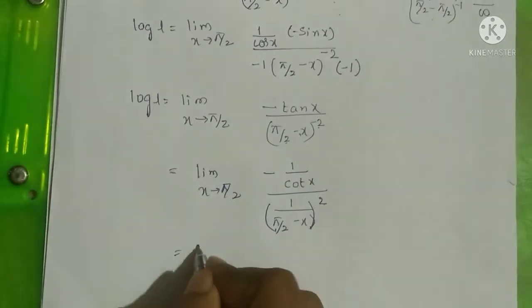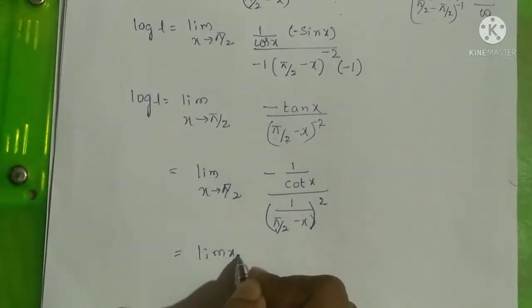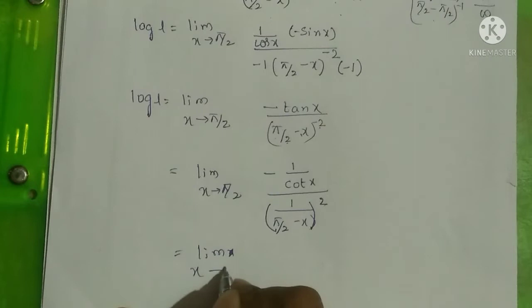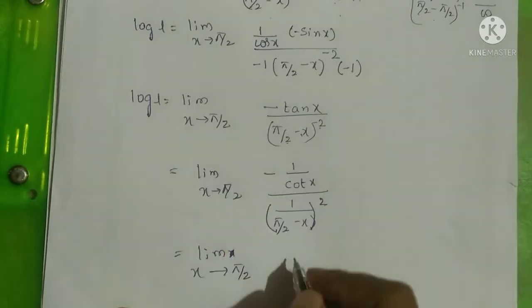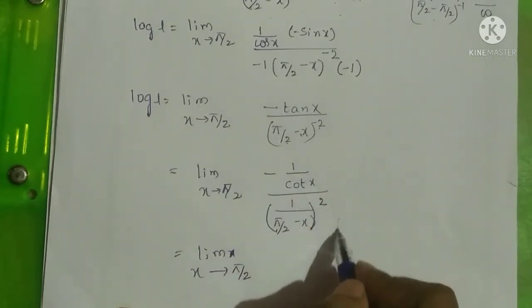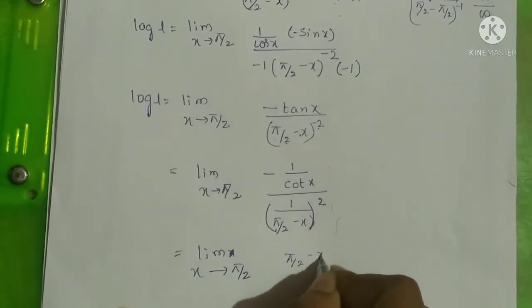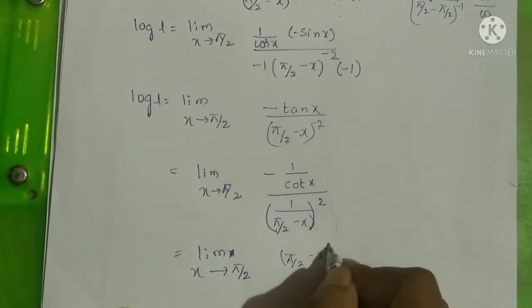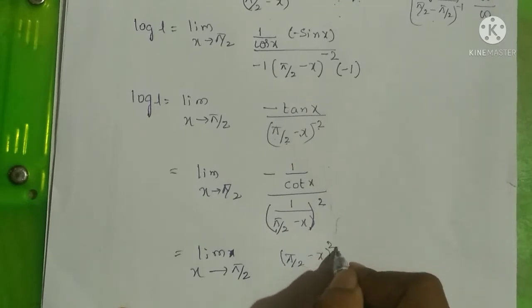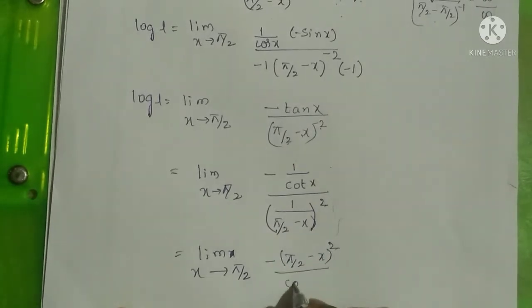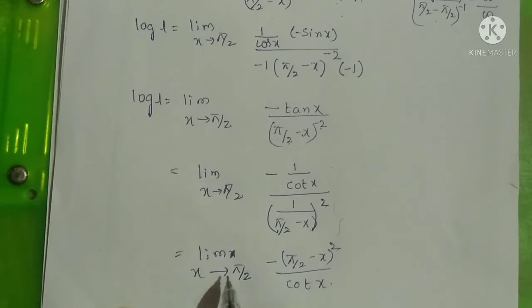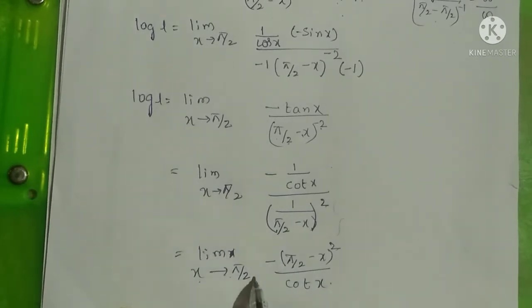So here it becomes limit x tends to pi by 2. So here when you arrange this fraction term, it becomes (pi by 2 minus x) whole square divided by cot x. So now observe this: limit x tends to pi by 2, minus of (pi by 2 minus x) whole square divided by cot x.